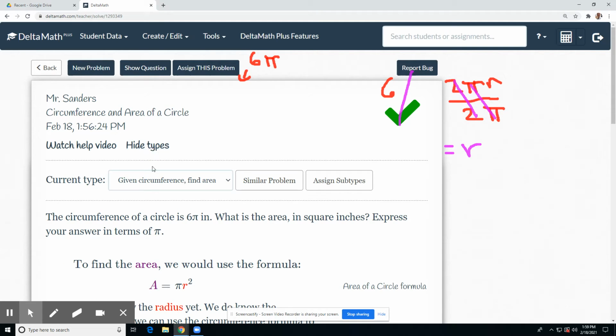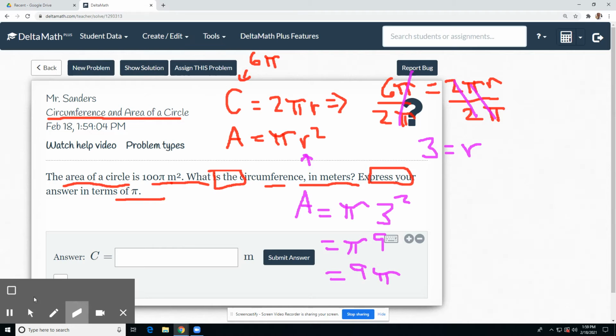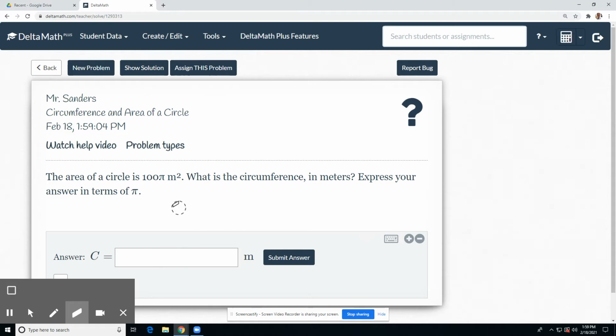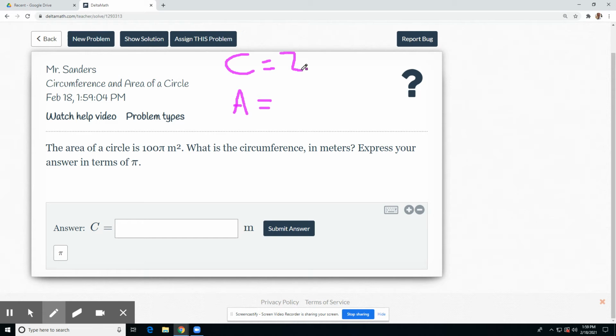See what type of problems we get. Given circumference, find area. Given area, find circumference. Let's do the other type. So all the rest of them will be this style. All right. What's the first thing we do? Write out the formulas, the circumference and area. Do you remember? 2 pi r is circumference. Pi r squared is the area.